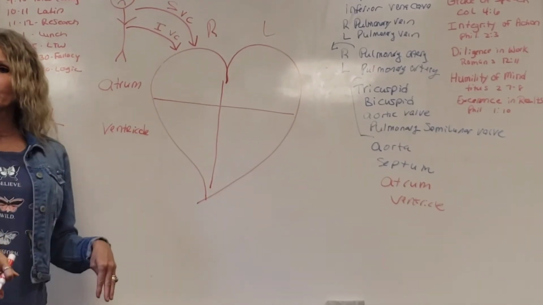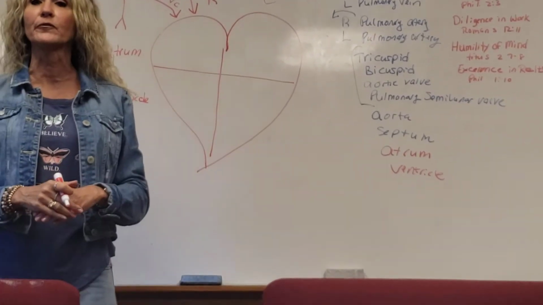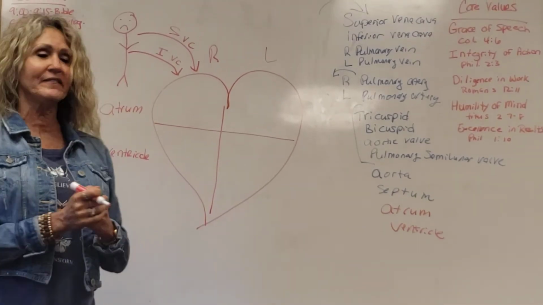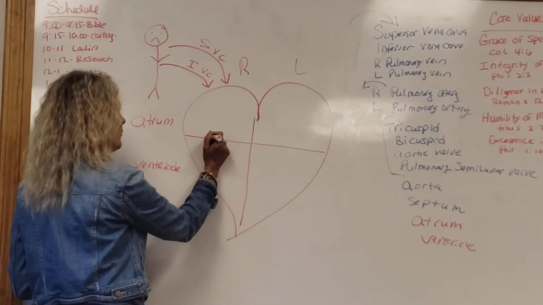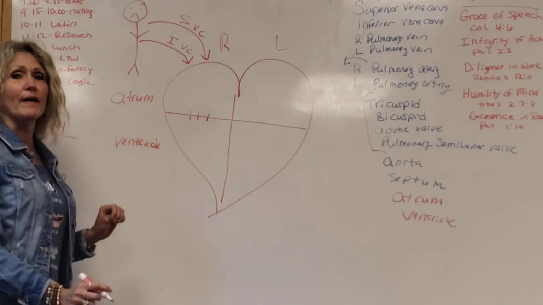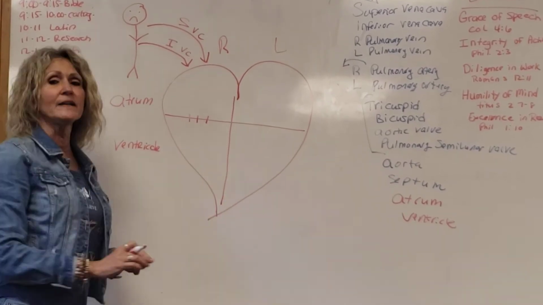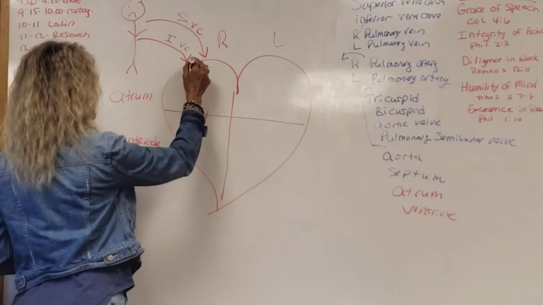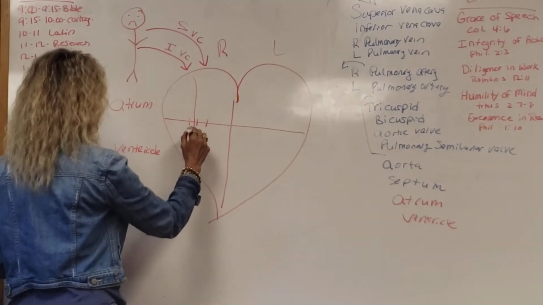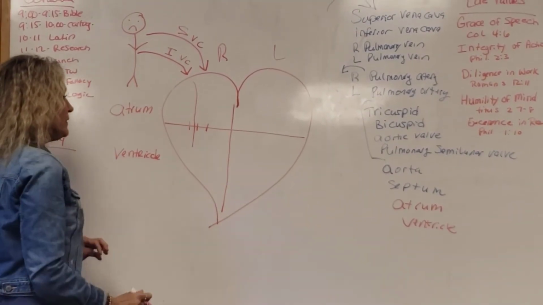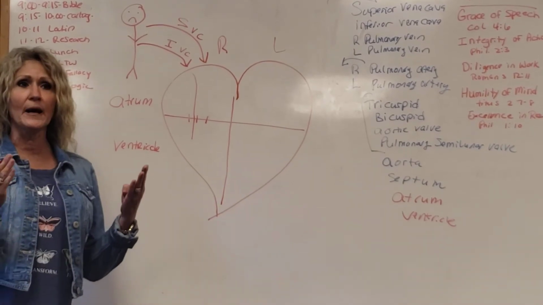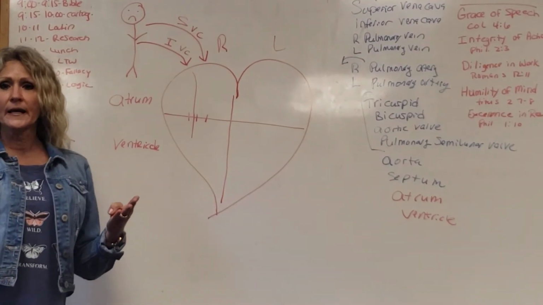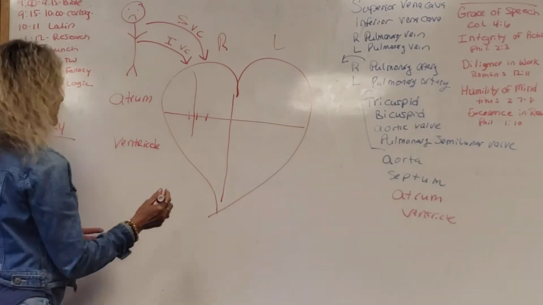It can't get through to the ventricle without going through a valve. So it's going to go through the tricuspid valve. We're going to do 3 lines because it's tricuspid. So the blood is going to flow down to the right ventricle. Now it's got to leave the heart, and it's going to pump out to the lungs.